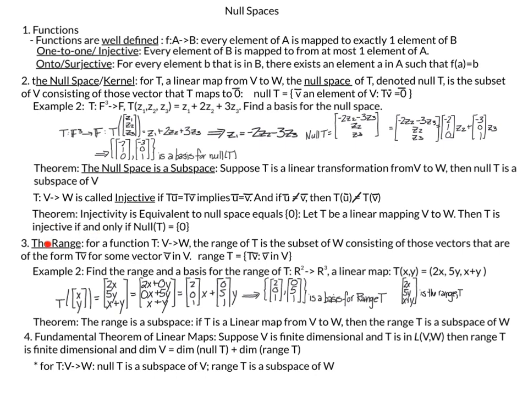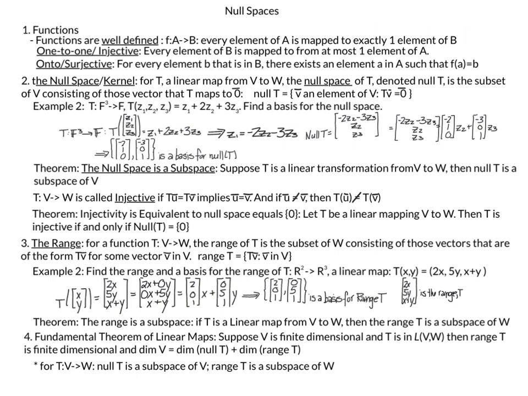These two topics of the range and the fundamental theorem of linear maps are covered in more detail in our next video. To review what we have covered in this video, we talked about null spaces, and we started by talking about functions. We said that functions were well defined, and what we mean by that is if we have a function f mapping from A to B, every element of A is mapped to exactly one element of B.